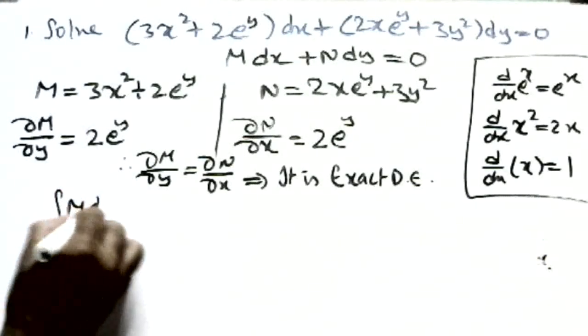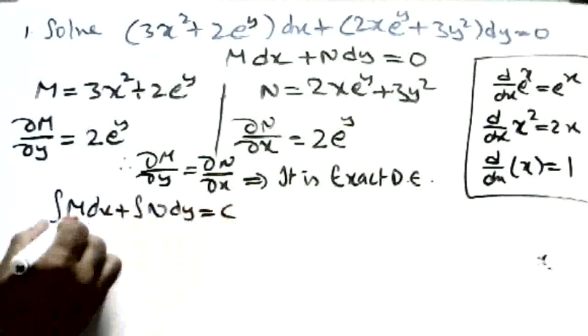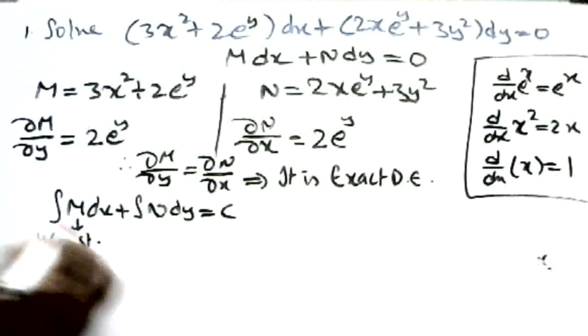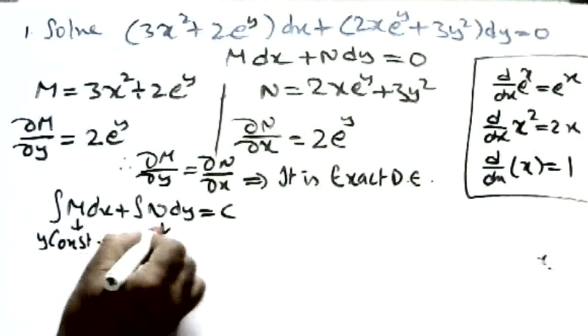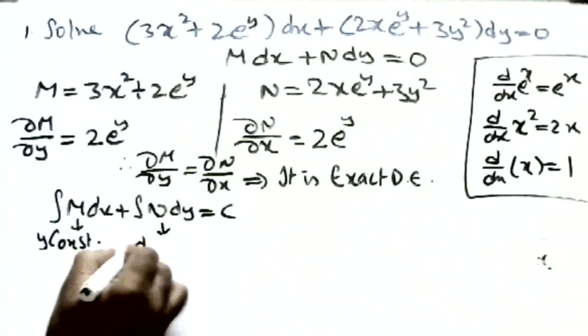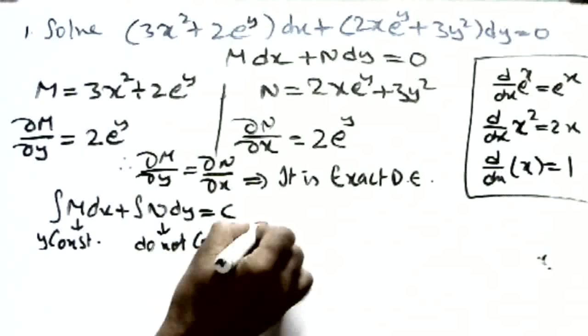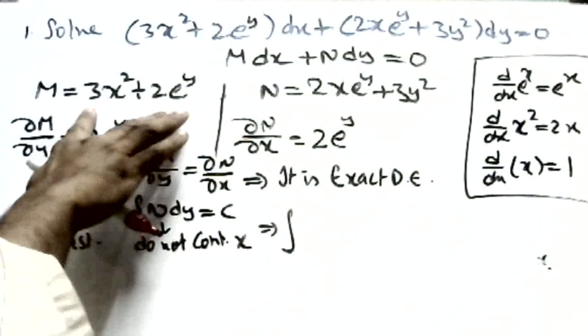So for an exact differential equation, we use the formula. What is the formula we have? Integration of M dx plus integration of N dy equals c. Here in M, we take y constant, and in N we take only terms that do not contain x. So let me take this one, integration of M.